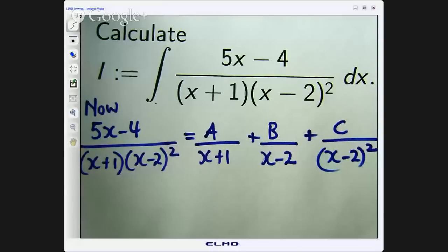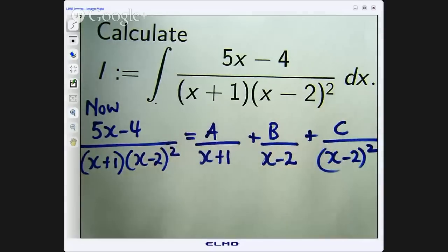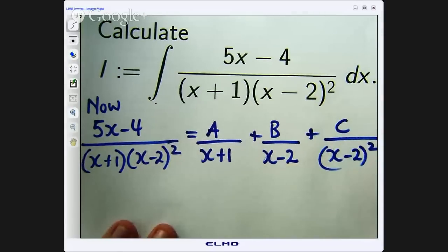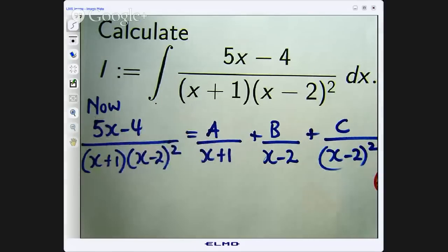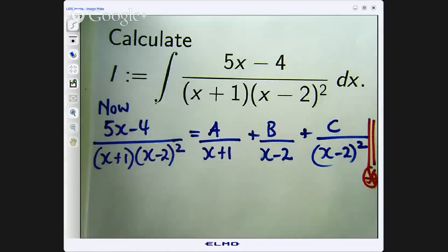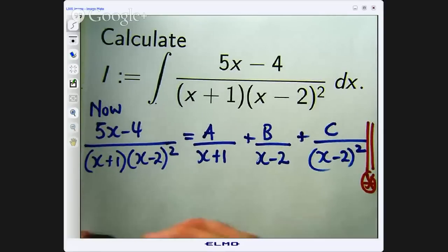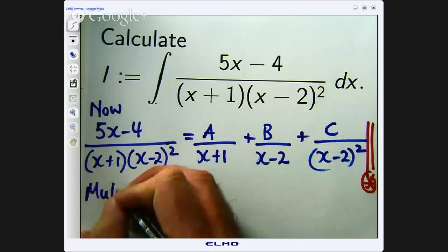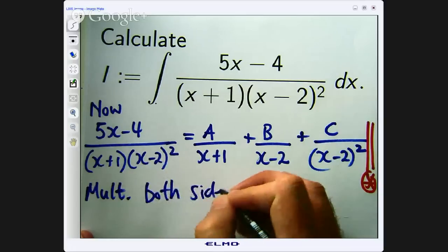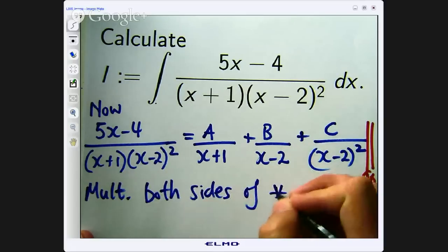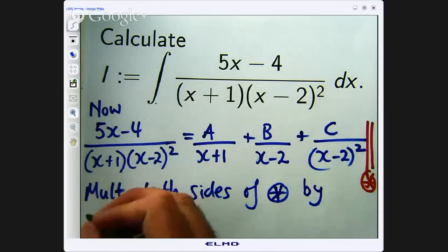Okay, so let's get back to it. What I'm going to do, I'm going to take this denominator over here, and I'm going to multiply both sides of this expression by that denominator. So let's call this whole expression star. Let me just zoom out a bit. So let's call that expression star. All right, so let's just make a little note. I'm going to multiply both sides of star by this denominator. Okay, so this is where the algebra comes in.